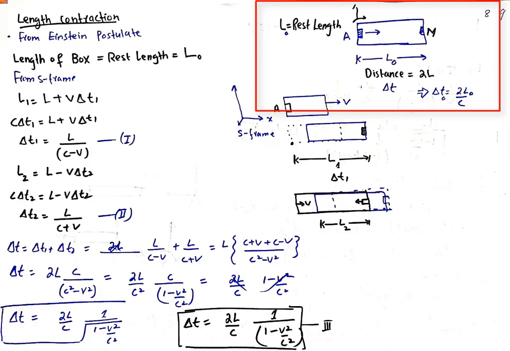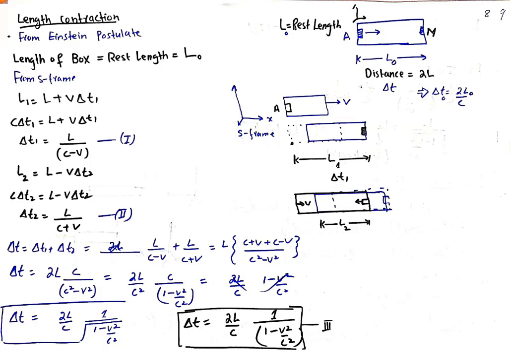Therefore I can find the time interval between these two events: delta t naught is equal to 2 L0 by c. This is the time interval between these two events, that is, the emission of light from A and the detection of light at A.